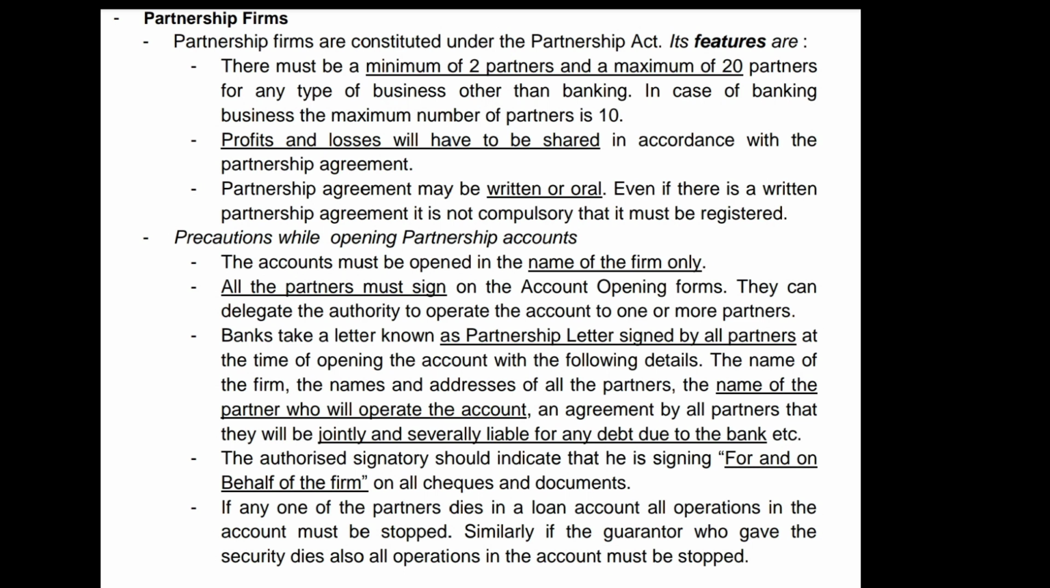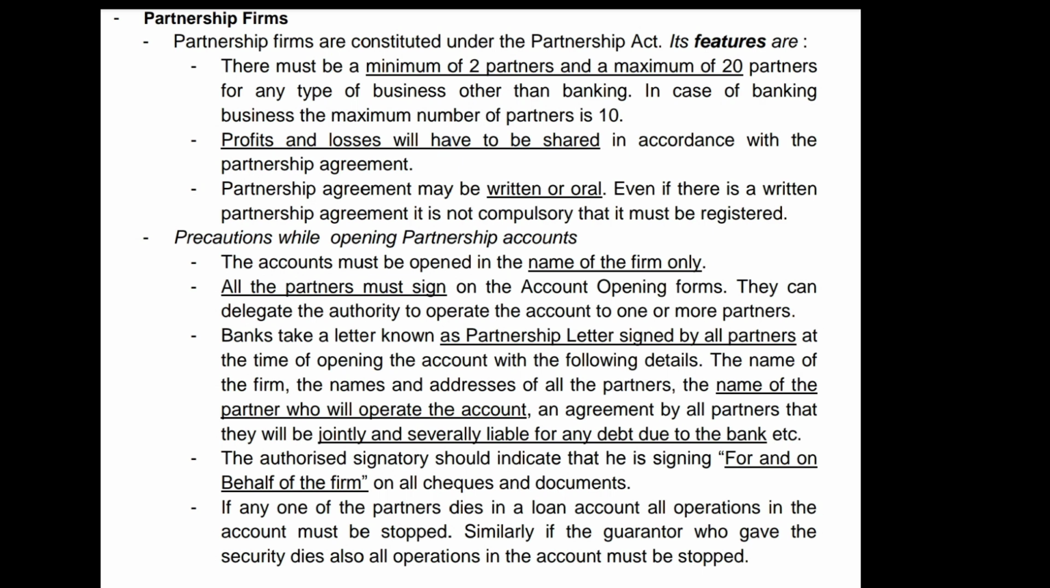Precautions while opening partnership accounts. The accounts must be opened in the name of the firm only. All the partners must sign on the account opening forms. They can delegate the authority to operate the account to one or more partners. Banks take a letter known as a partnership letter signed by all partners at the time of opening the account with the following details: the name of the firm, the names and addresses of all the partners, the name of the partner who will operate the account, an agreement by all partners that they will be jointly and severally liable for any debt due to the bank, etc.